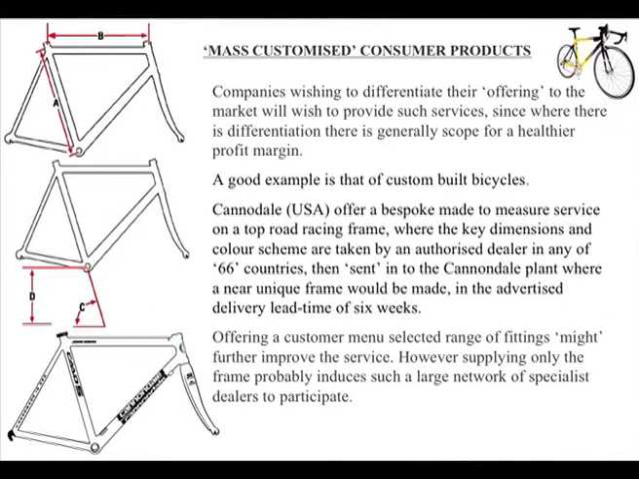Mass customized consumer products. Companies wishing to differentiate their offering to the market will wish to provide such services, since where there is differentiation, there is generally a scope for a healthier profit margin. A good example is that of custom built bicycles. Cannondale, USA offer a bespoke made-to-measure service on the top road racing frame, where the key customer dimensions and colour scheme are taken by an authorised dealer in any of 66 countries, then sent to the Cannondale plant, where a near unique frame will be made in the advertised delivery lead time of 6 weeks.